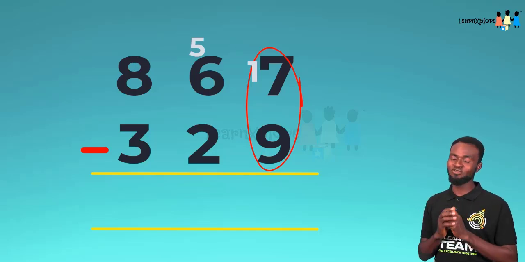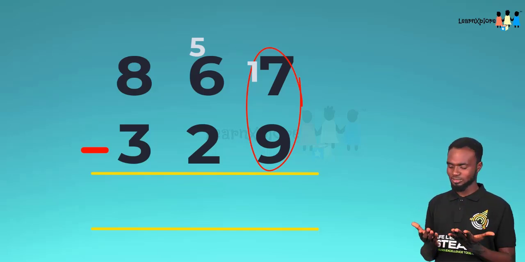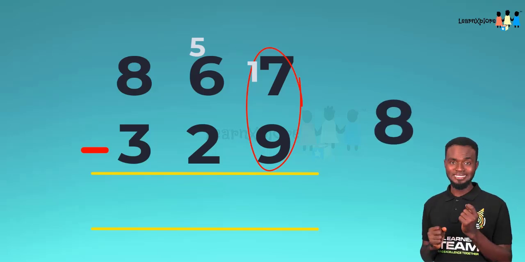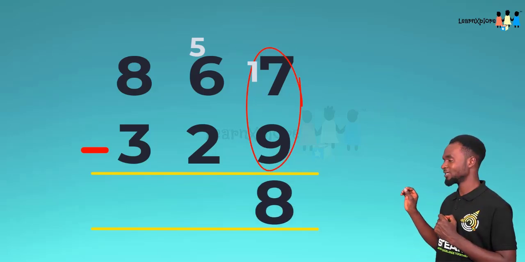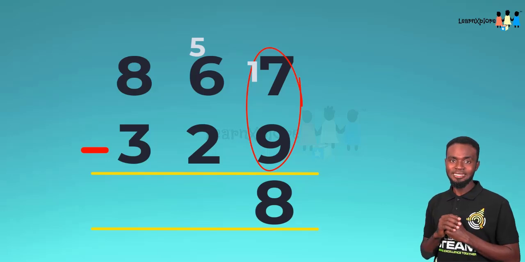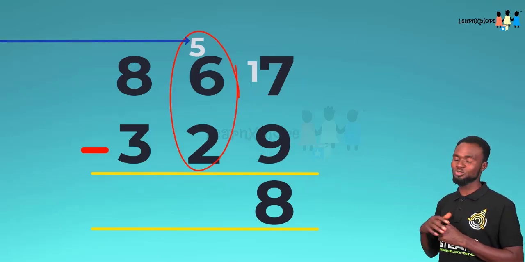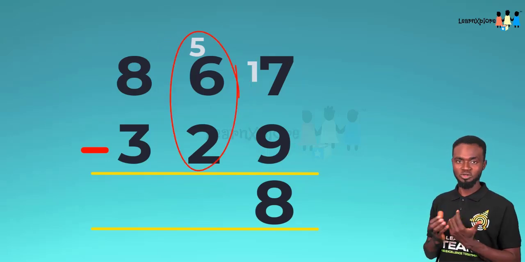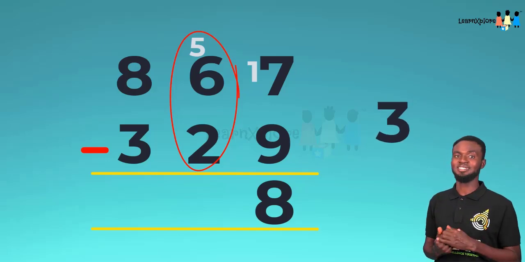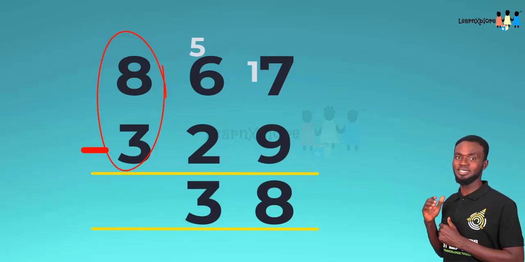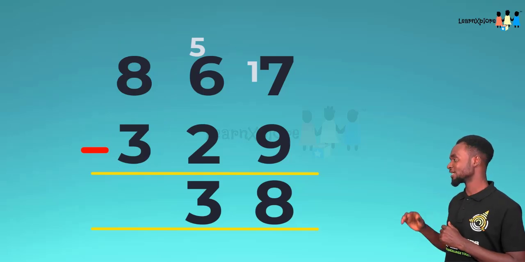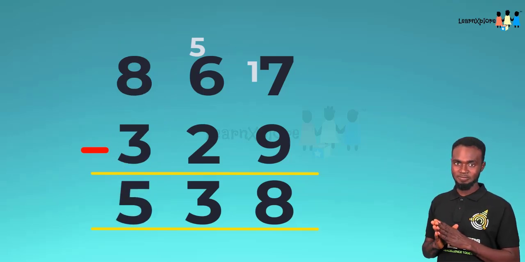So you are removing 9 from 17. What will you be left with? That will be 8. Now you write the 8 in the ones place. Next you have 5 minus 2. Yes, that's possible. So remove 2 from 5, you have 3. Then we have 8 minus 3 is 5. Then the answer is 538.